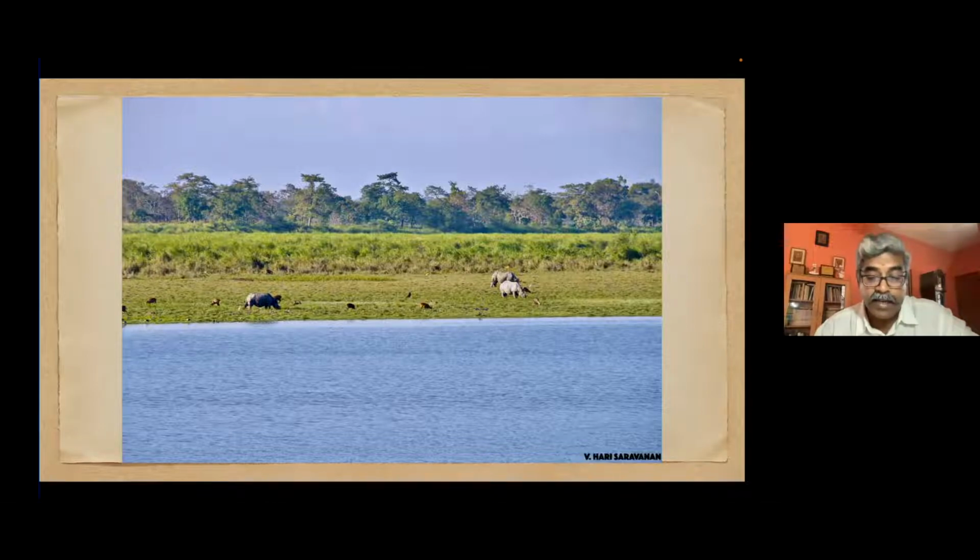In the 1980s, one of the separatist movements in Assam, known as the United Liberation Front of Assam, ULFA, were very keen on protecting the rhinoceros, where they started to check on poachers.